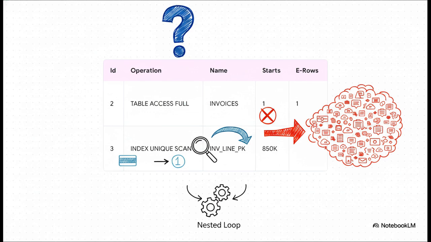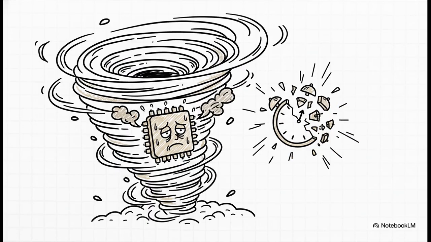And because the optimizer chose a nested loop based on that 1 row lie, it was forced to execute step 3, the index unique scan, a staggering 850,000 times. You can see it clear as day right there in the starts column. The consequence of that cardinality misestimate is just brutal. Reading an index 850,000 times individually caused 4.8 million buffer reads. That, my friends, is the nested loop of death. That's exactly what's destroying your CPU and turning a quick 2-second query into a 45-minute total nightmare.